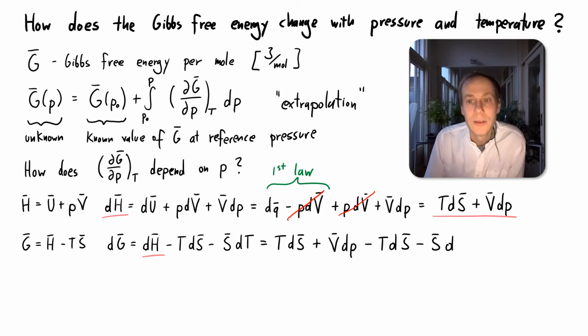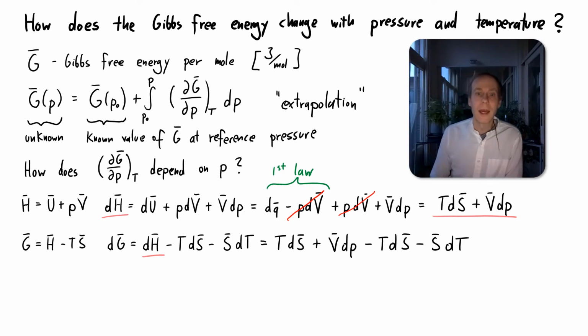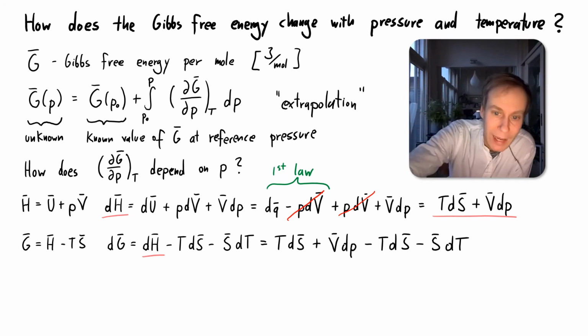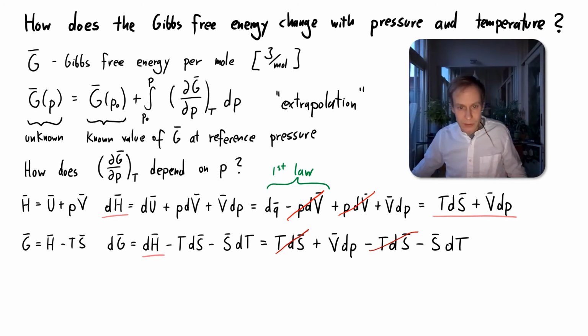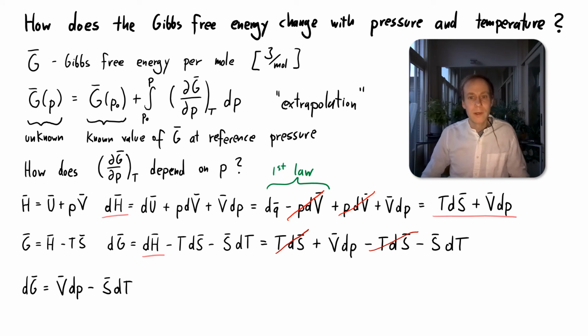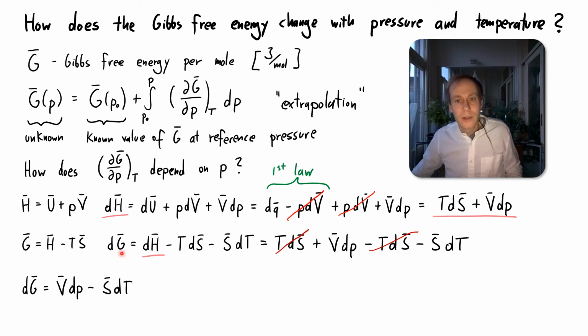And that gives us TdS plus VdP, and the two remaining terms minus TdS and minus SdT. And once again, I can cancel out some terms here, which would be the TdS term and the minus TdS term. Excellent. So with this, the formula becomes simpler. dG is now simply VdP minus SdT. Excellent. Looks much simpler than it did before.